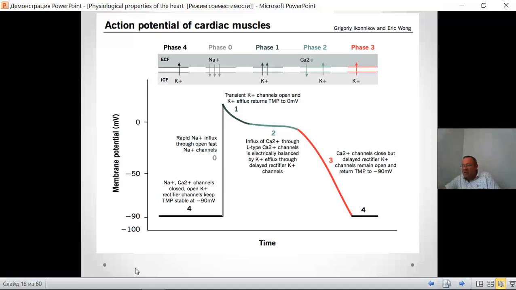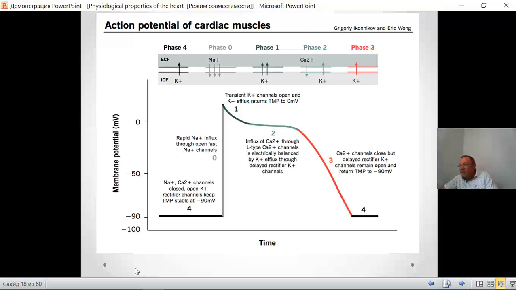Cardiac muscle action potential. The figure summarizes the phases of the action potential in cardiac muscle and the ion flows that occur during each phase. Phase 0, depolarization.